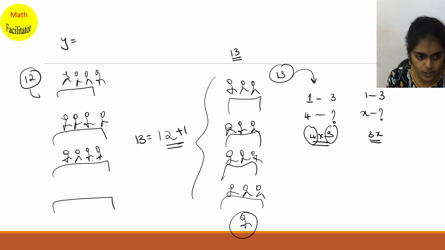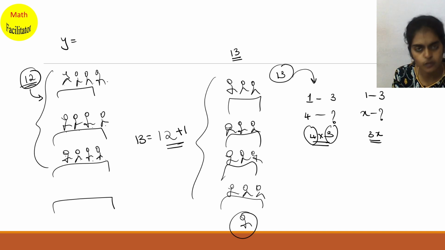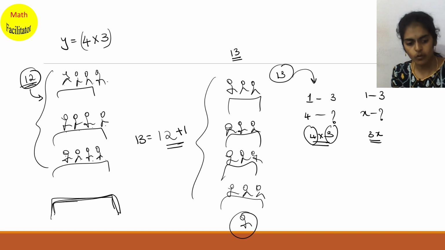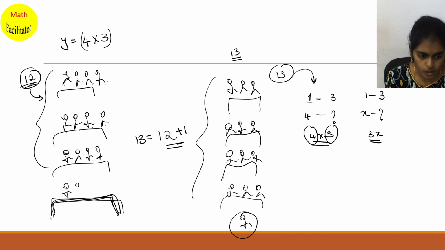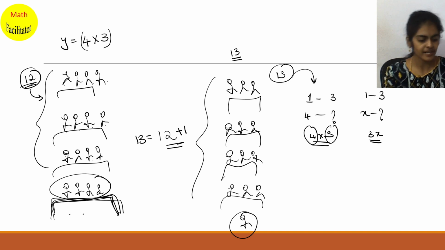Now, arranging these 12 students in three benches, my class strength is completed. Four students are sitting in one bench and there are three benches in this way. Arranging them in three benches, one bench is left over. So what can I say for this bench? In this bench actually four more students can sit, but this bench is left over.